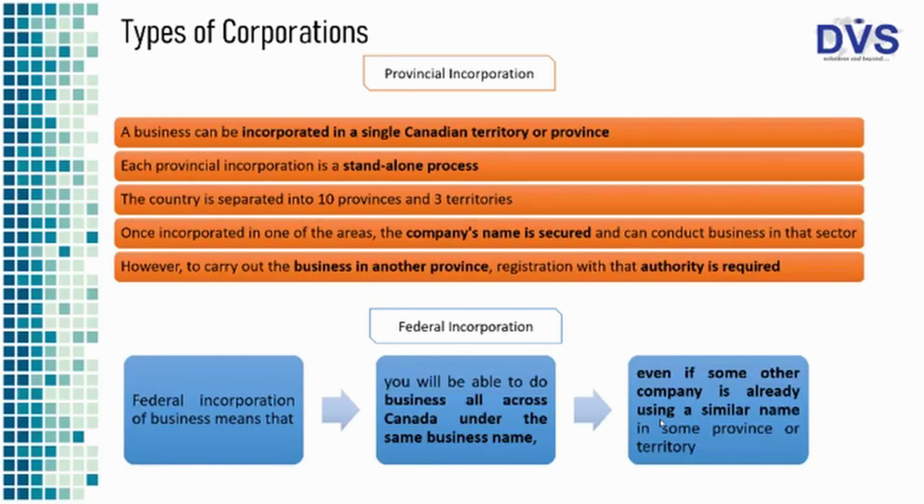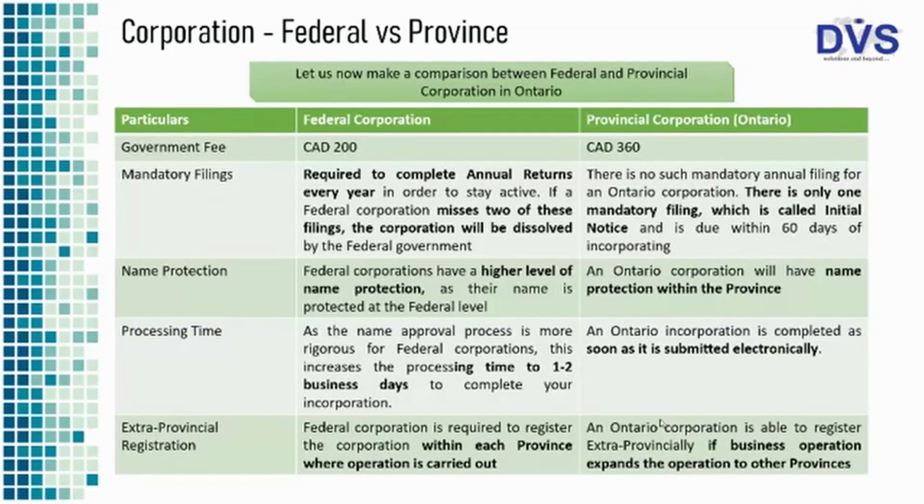There is another criteria of incorporation which comes under the category of federal incorporation, where federal incorporation of a business means that you'll be able to do business across all sectors and provinces in Canada under the same business name, even if some other company is already using a similar name in some province or territory. And obviously in this case, the rules and regulations, the setup procedure, timelines, and requirements are going to be on the higher side. In the upcoming slides, we'll have a look at the difference between the provincial and federal incorporation procedures as well as the rules governing them.